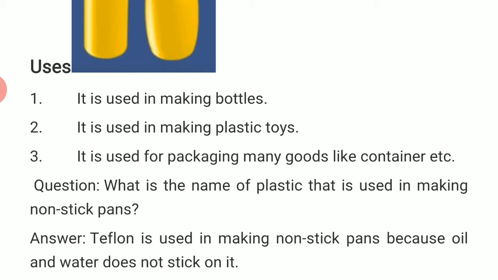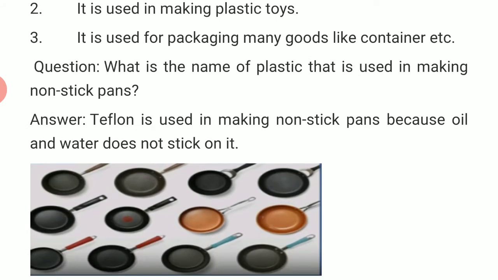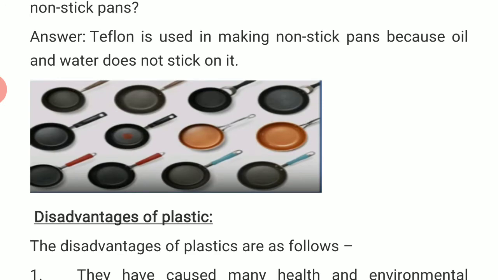So, it is used in making bottles, it is used in making plastic toys, it is used for packaging many goods like containers, etc. What is the name of plastic that is used in making non-stick pans in your houses? Teflon. Teflon is used in making non-stick pans because oil and water do not stick to it. This Teflon is extracted from the byproduct of petroleum, that is tar, T-A-R, the black colored tar which is used for the roads.